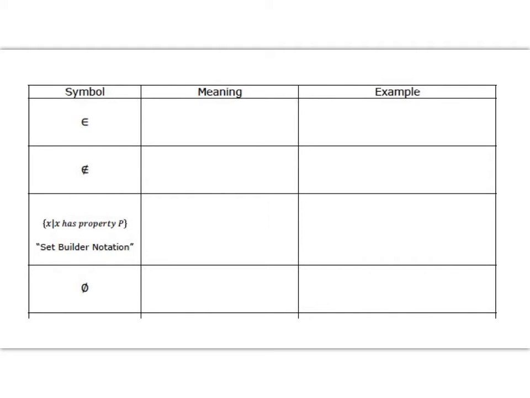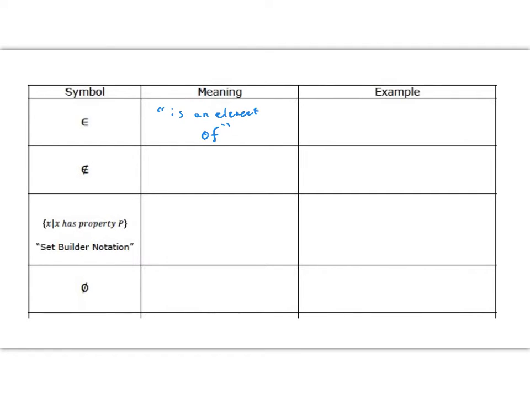Along with sets comes a whole language in and of itself, and a lot of this will manifest itself in true-false questions that you will see in different parts of our exercises. This first one, which looks like a letter E, it's a Greek letter epsilon is what it is, and the meaning is an element of.